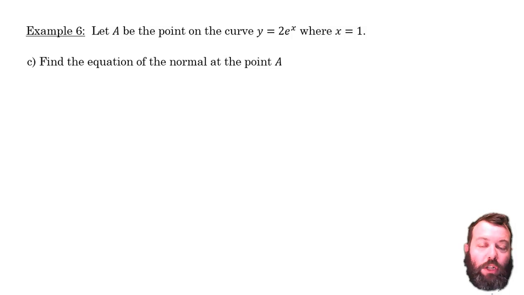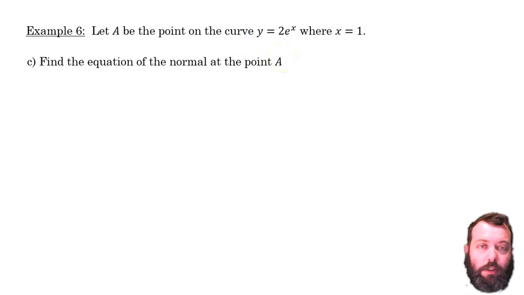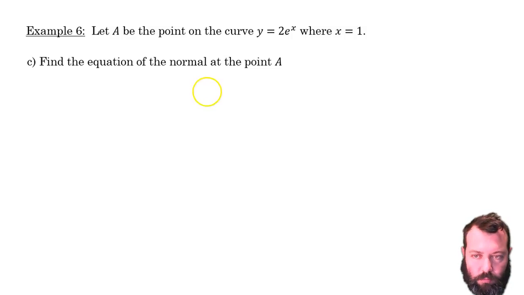Next up, find the equation of the normal at point A. Remember, the normal is a straight line, but it's perpendicular to the tangent. And a perpendicular gradient is the negative reciprocal of the gradient of the tangent. It's going to have the same point. Again, to find the equation of that straight line, I want a point and the gradient. I've already got the point.